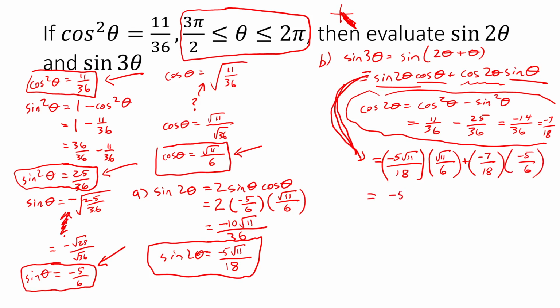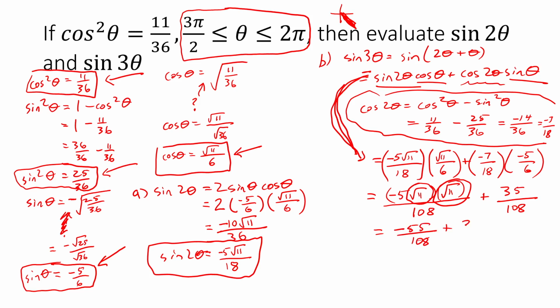Okay, negative 5 root 11 times root 11. What we're going to end up doing is multiplying root 11 times root 11, and that gives 11 over 108 plus 35 over 108. So like we said, the square root of 11 times the square root of 11 is 11. If you want to think of it as the square root of 121, which itself is 11. So we've got negative 5 times 11, which is negative 55. And that's over 108. And we're adding 35 over 108. Negative 55 over 108 plus 35 over 108 is negative 20 over 108. And that is, if we divide top and bottom by 4, equal to negative 5 over 27. So that's the value of sine 3 theta.